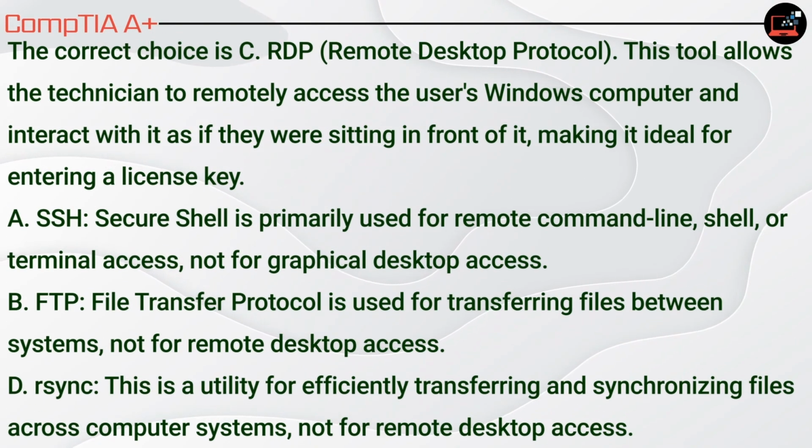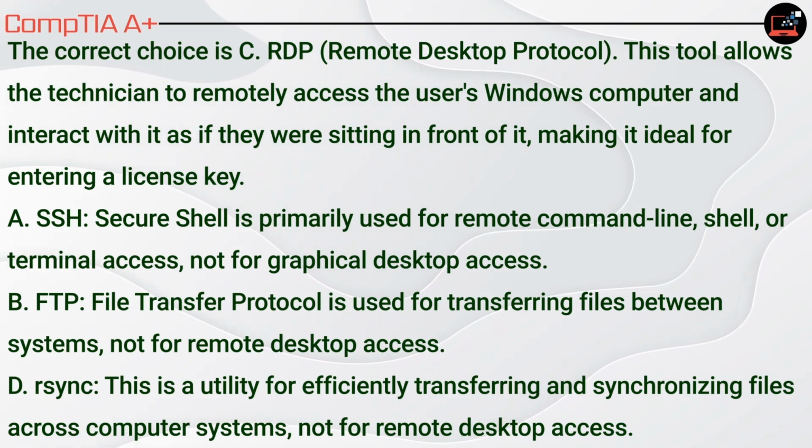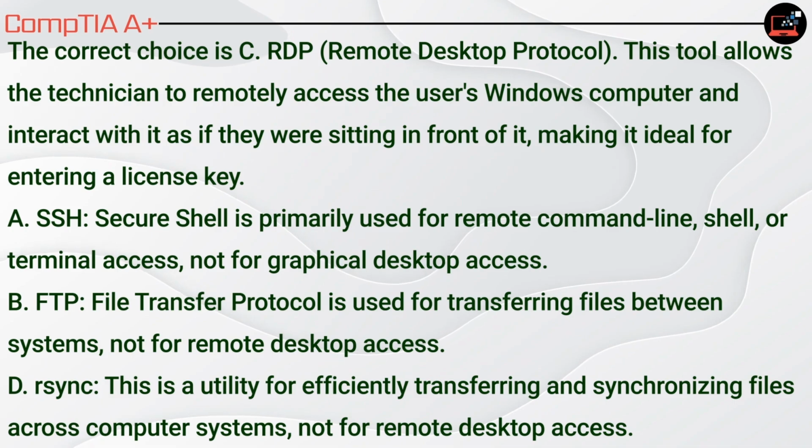The correct choice is C. RDP, Remote Desktop Protocol. This tool allows the technician to remotely access the user's Windows computer and interact with it as if they were sitting in front of it, making it ideal for entering a license key. A. SSH. Secure Shell is primarily used for remote command line, shell, or terminal access, not for graphical desktop access. B. FTP. File Transfer Protocol is used for transferring files between systems, not for remote desktop access. D. rsync. This is a utility for efficiently transferring and synchronizing files across computer systems, not for remote desktop access.